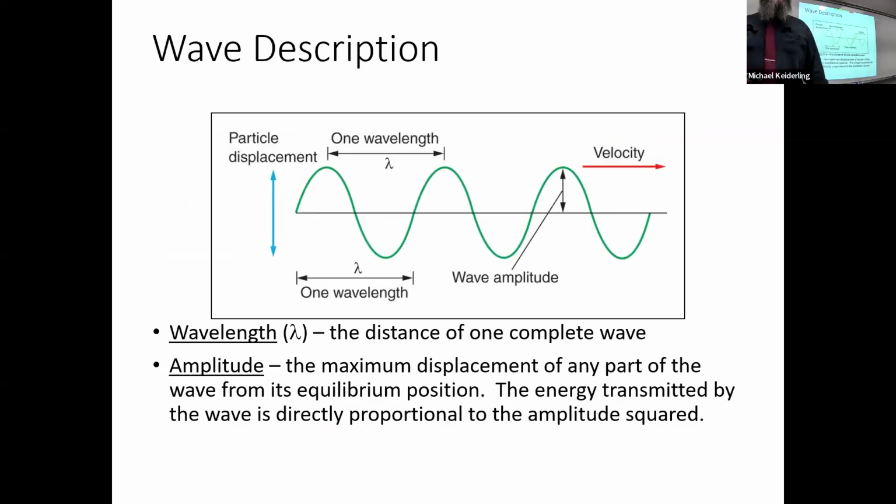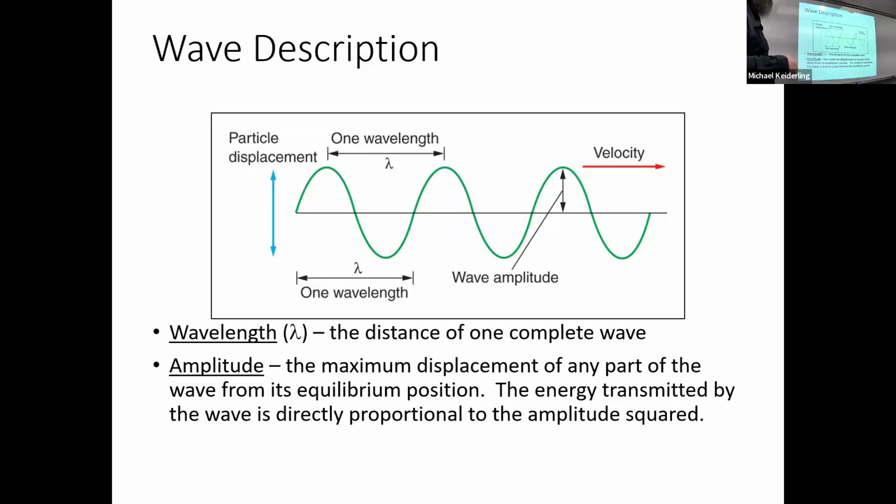So, waves. The anatomy of a wave: there's a wavelength and an amplitude. The wave travels with a velocity. The amplitude is the maximum displacement from equilibrium. The wavelength is the length of one cycle in distance. The length of one cycle in time is the period.